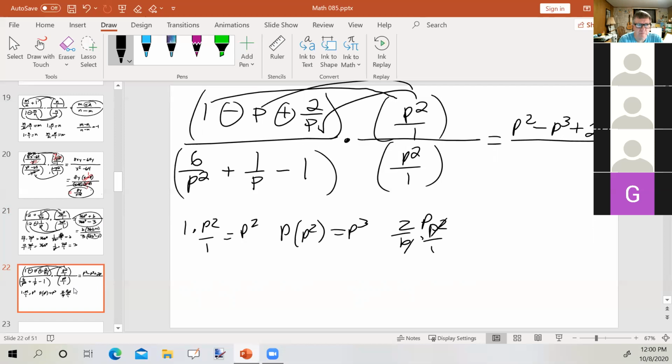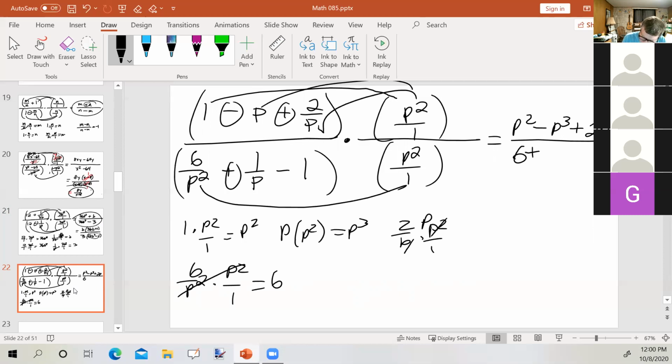So far, so good? Yeah. All right. 6 over p squared times p squared over 1. The p squareds cancel, or reduce, excuse me. We get a 6. Plus 1 over p times p squared over 1. P squared over p is p, so we just get plus p.